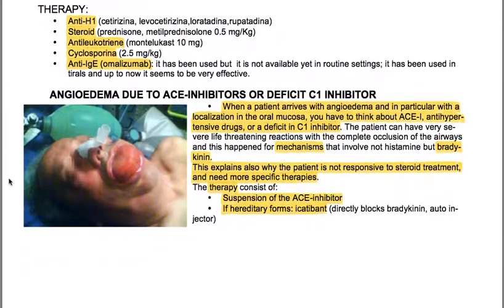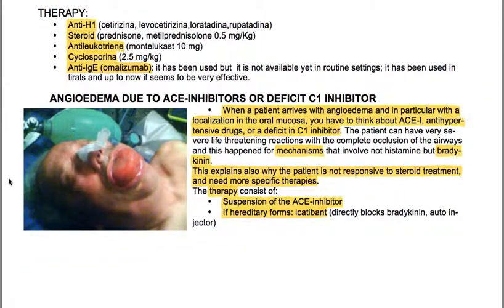As a therapy, we can use antihistamine 1, so cetirizine, levocetirizine, loratadine, rupatadine, steroids like prednisone, methylprednisone, 0.5 milligrams per kilogram, antileukotriene, montelukast milligrams, cyclosporin, 2.5 milligrams per kilogram, anti-IgE, omalizumab. It has been used but is not available yet in routine settings. It has been used in trials and up to now it seems to be very effective.